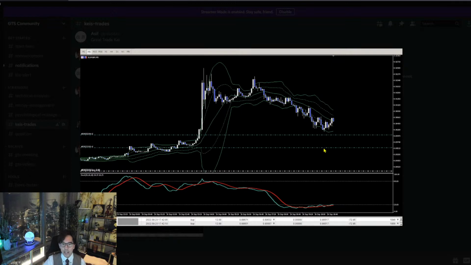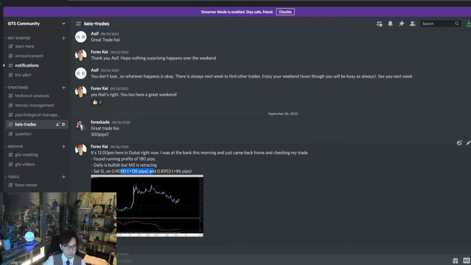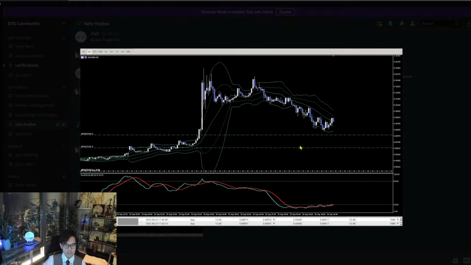So that's why I moved these two stop losses, one to 135 pips, and the second stop loss to 86 pips above my positions. So 136 and 86 pips I fixed. However, daily time frame was still bullish. So M5 shows it's downtrending, but there was still a chance that the market goes up continuously. But if the market continuously goes down, I take these profits, 135 and 86. And that was my psychology at that time.